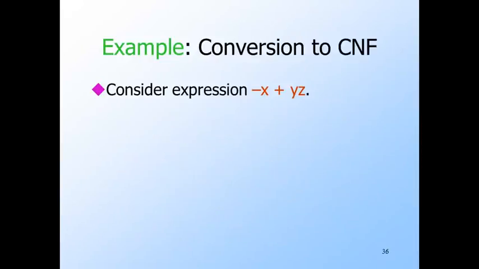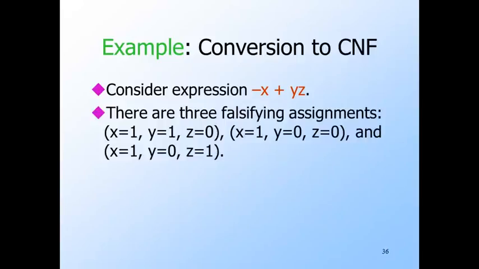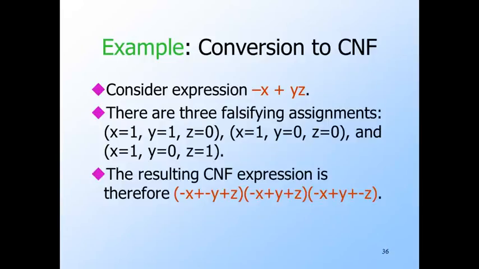For example, consider the expression not x or y and z. This expression is made false by 3 truth assignments, those in which x is true and at least one of y and z is false. Let's convert the first truth assignment, where x and y are true and z is false. Here is the resulting clause. Since x and y are assigned true, the clause has not x and not y. Since z is assigned false, the clause has z without negation.